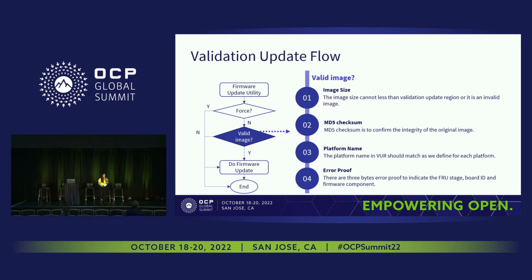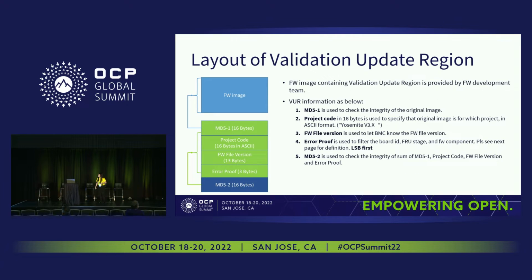And the last one is error proof. We'll have a 3-byte error proof to indicate the board ID, the stage, and the firmware component. I will show the layout of the validation update region to explain the information I mentioned above. So, the firmware image contains the validation update region and the original image. Here is the layout of the validation update region.